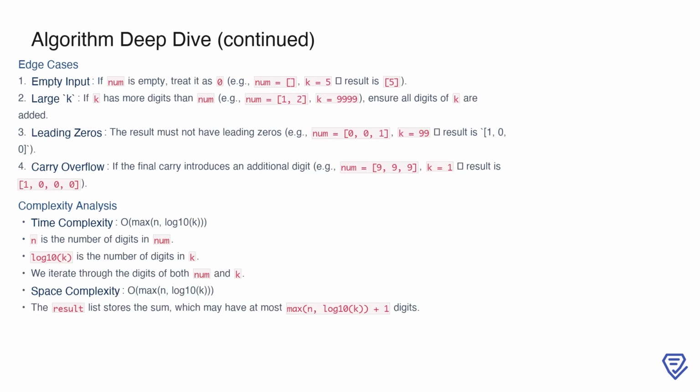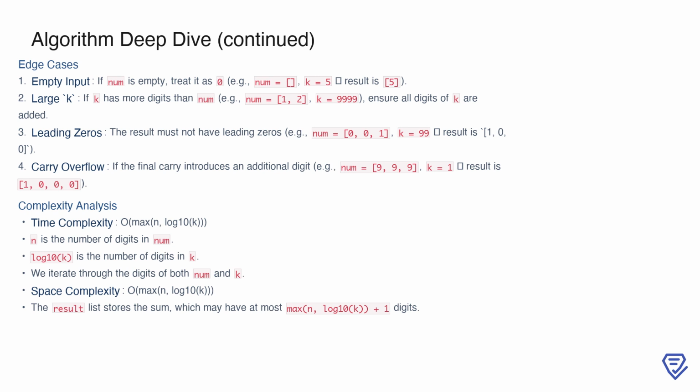In solving this problem, we must also account for several edge cases. First, if the input array number is empty, we treat it as representing the number 0. For example, if number is an empty array and k is 5, the result should simply be 5. Next, if k has more digits than number, such as when number is 1, 2, and k is 9999, the algorithm must ensure that all digits of k are included in the final result.